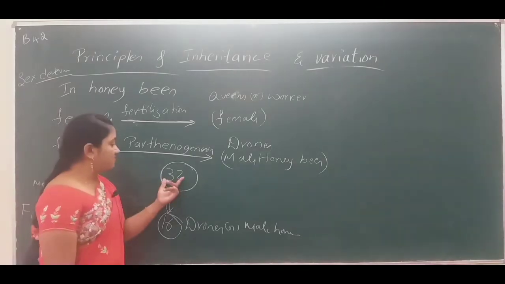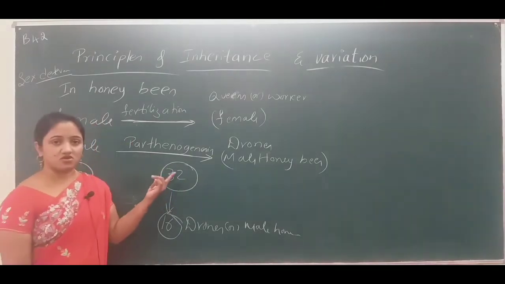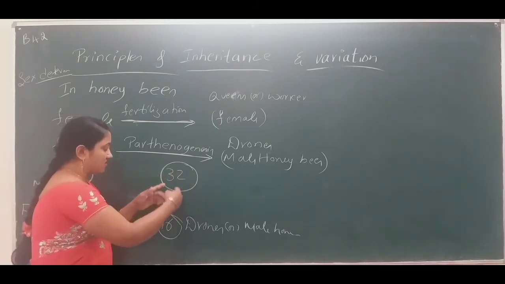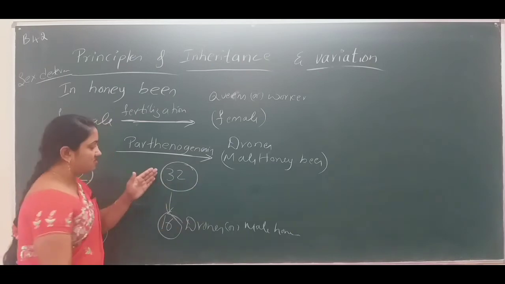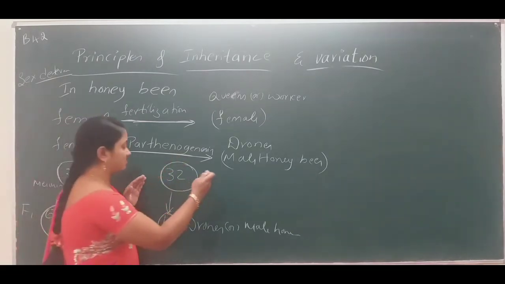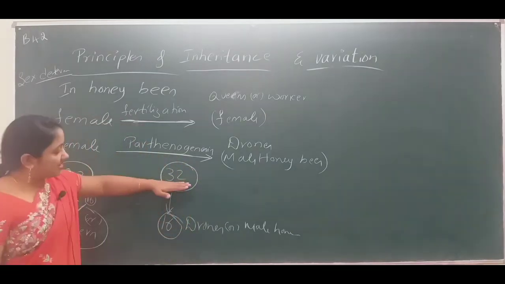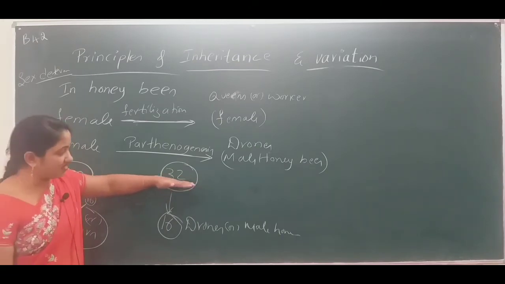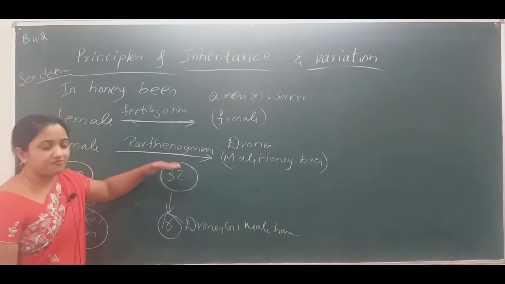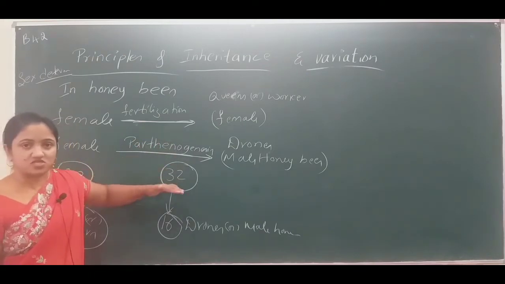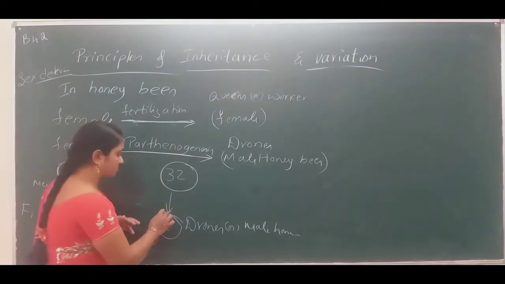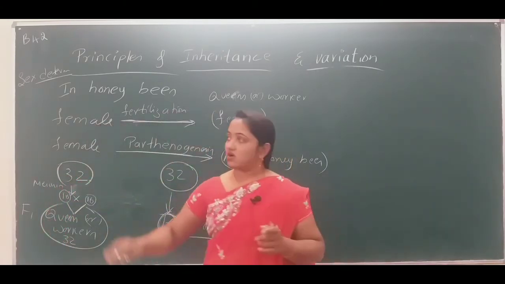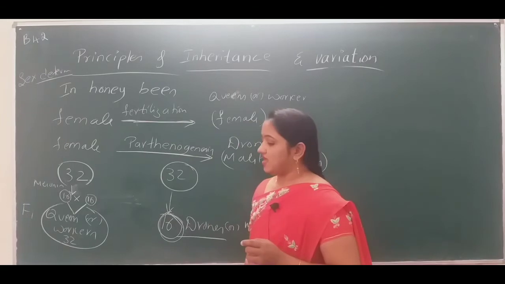But here, without meiosis or fertilization, it first divides. Later, the honeybee with 32 chromosomes, by means of parthenogenesis, only by mitosis, produces male honeybees or drones. So that's all about sex determination in honeybee.